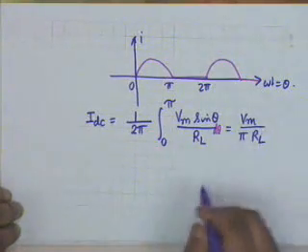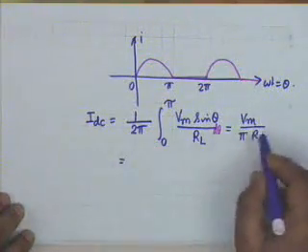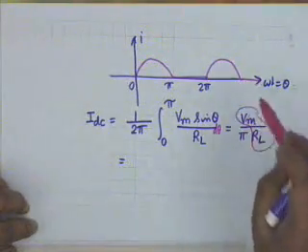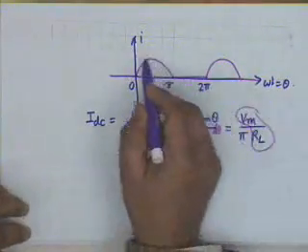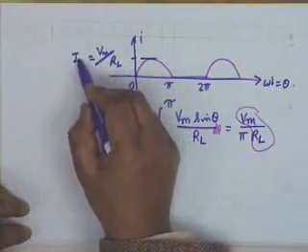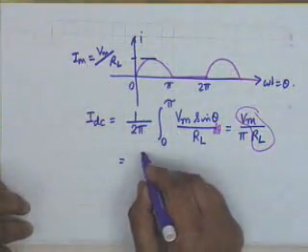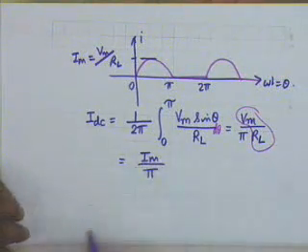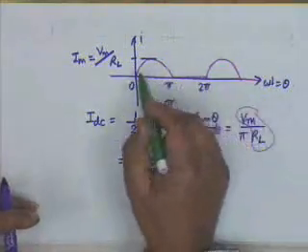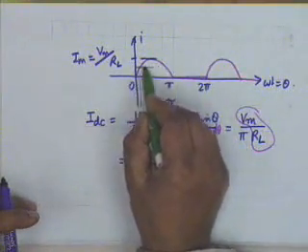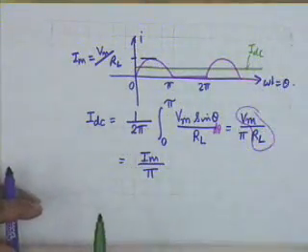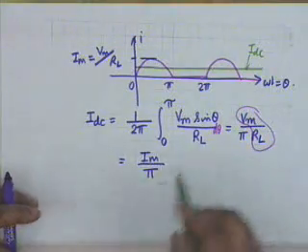The value is Vm divided by pi RL, and you can see that Vm by RL is simply the peak value of the current. If you call this I sub m, then the current is simply I sub m divided by pi. Alright, this is the average value, and maybe this is IDC.